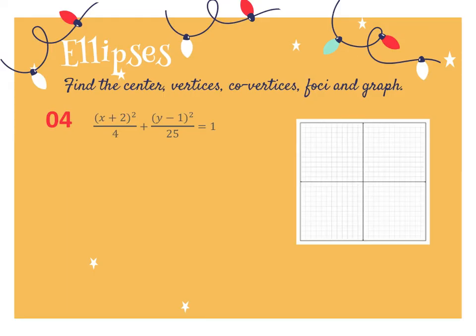All right, so this one says find the center, the vertices, the co-vertices, the foci, and then graph it. So tell me what you know about this equation just by looking at it. It's vertical, and why is that? Because the bigger number's under the y. Good. The A squared is 25, and that's under the y. So this makes A 5. The B squared is what? 4. Which makes B 2. Good. What's my center?